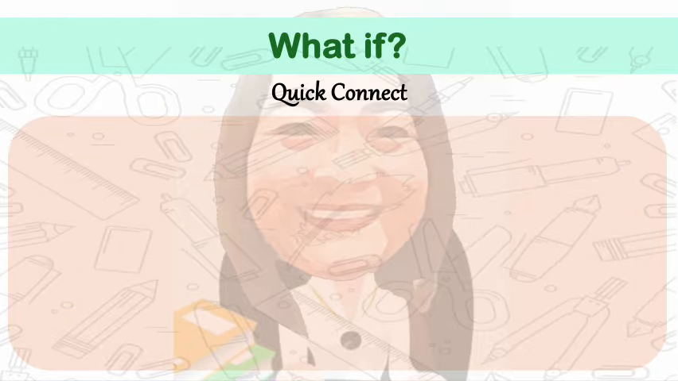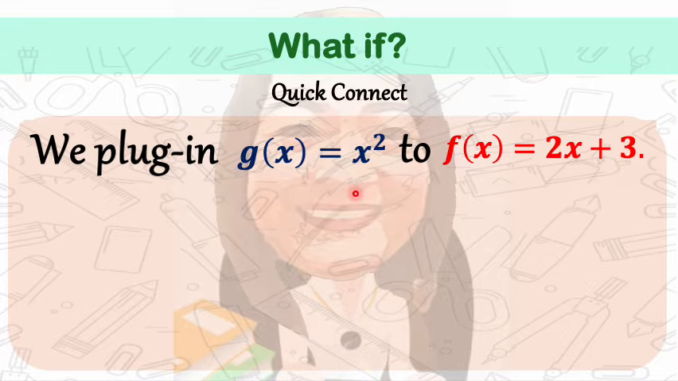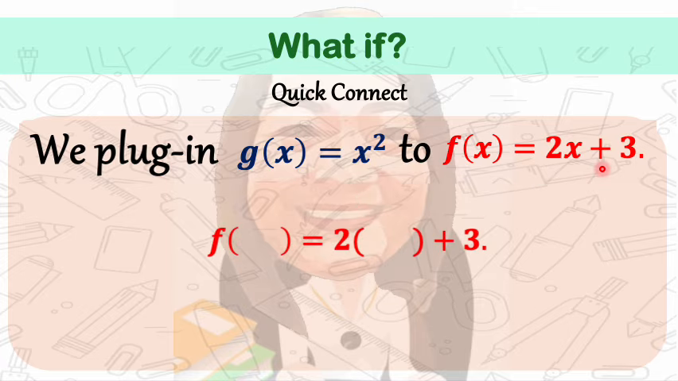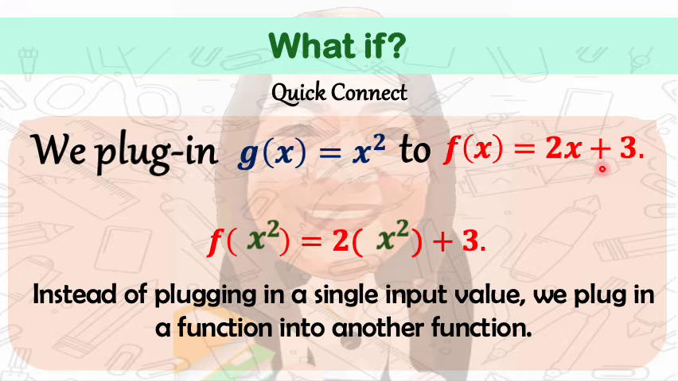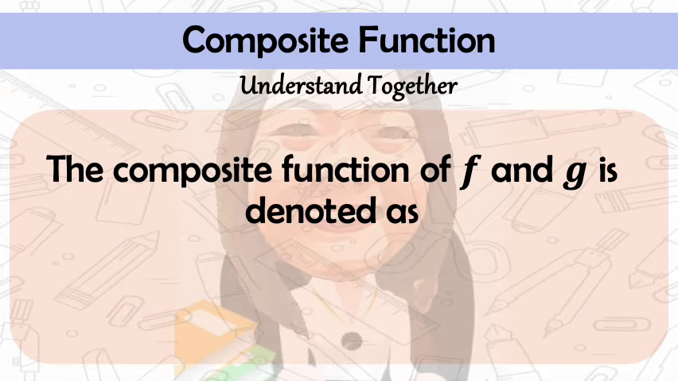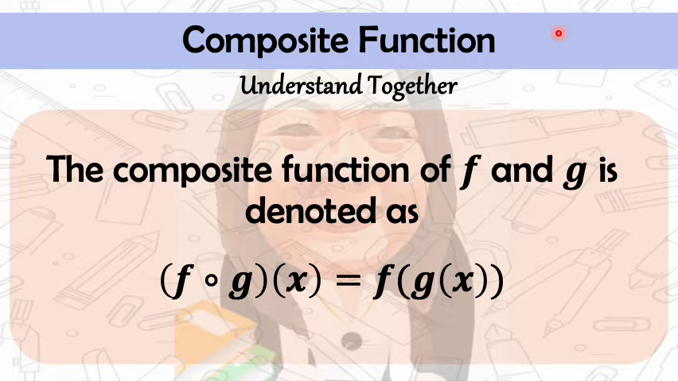Perfect. Now, what if we plug in the g of x to the function f of x? What we are going to do here is the x squared, which is our function g of x, will be plugged in to the 2x plus 3. So basically, instead of plugging in a single input value, we plug in a function into another function. What we just did is the composite function of f and g, which is denoted by this notation.